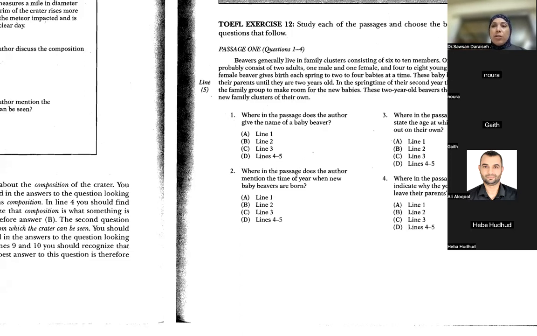One cluster, like one group, could probably consist of 2 adults, one male and one female, like a family, and 4 to 8 young beavers. 4 to 8, the children, right? Or we call them the beavers. Another name for beavers is what? Kits. Not kids, kits. Okay, yeah.